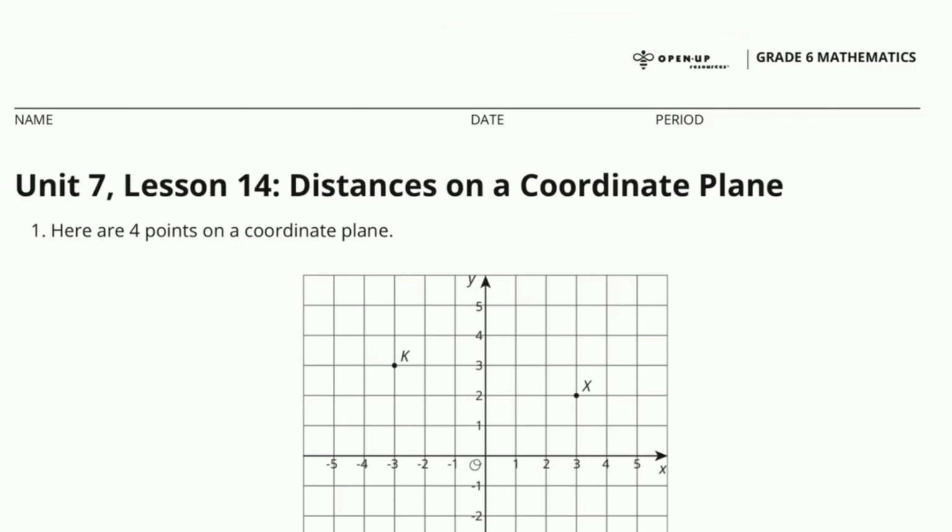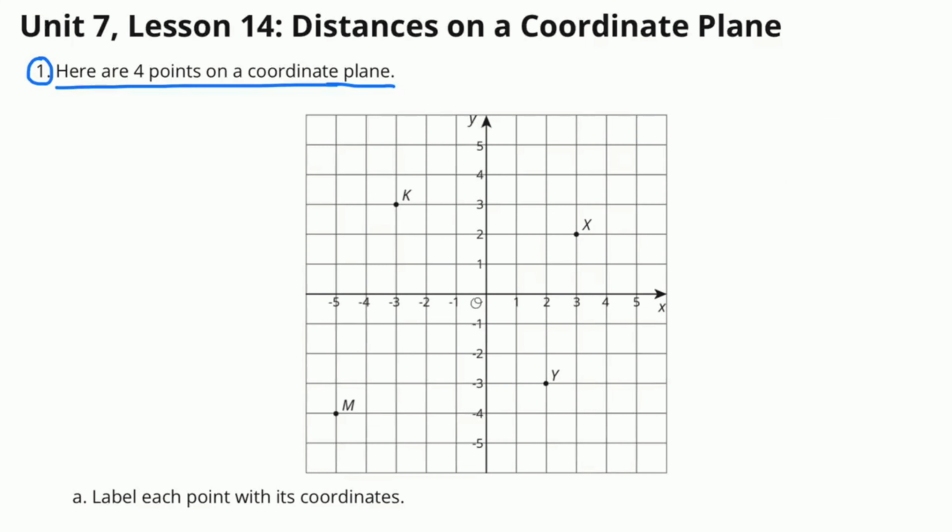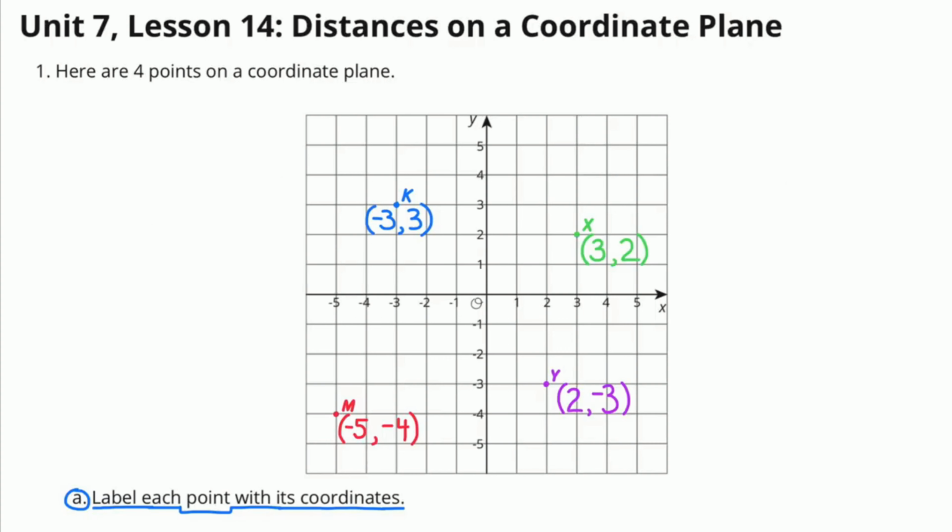Unit 7, Lesson 14, Distances on a Coordinate Plane. Number 1. Here are 4 points on a coordinate plane. A. Label each point with its coordinates. The coordinates for point K are -3 and +3. 3 to the left on the x-axis and 3 up along the y-axis.